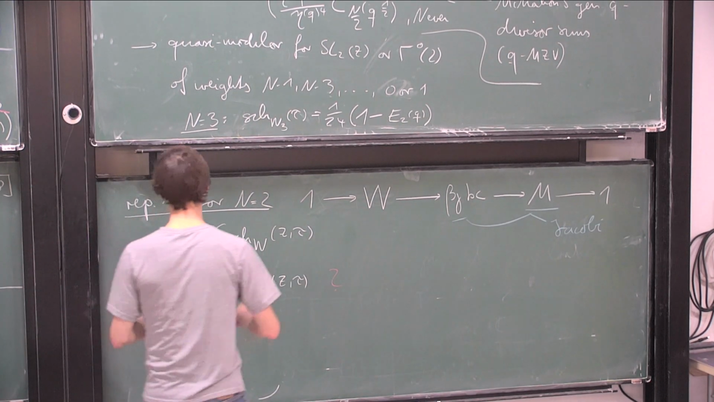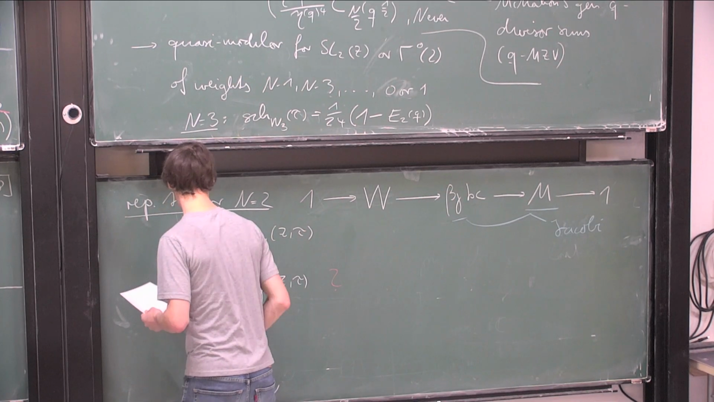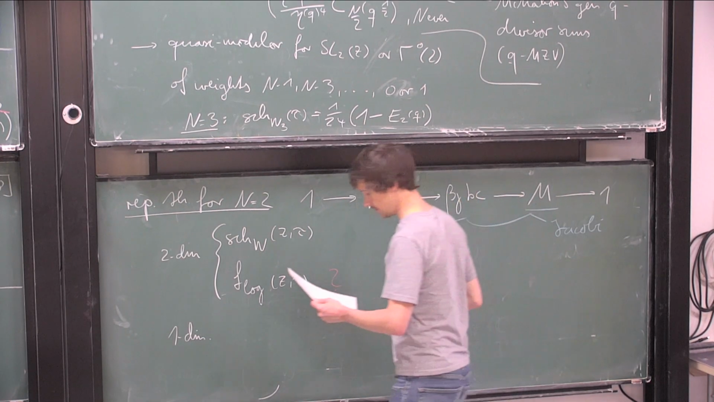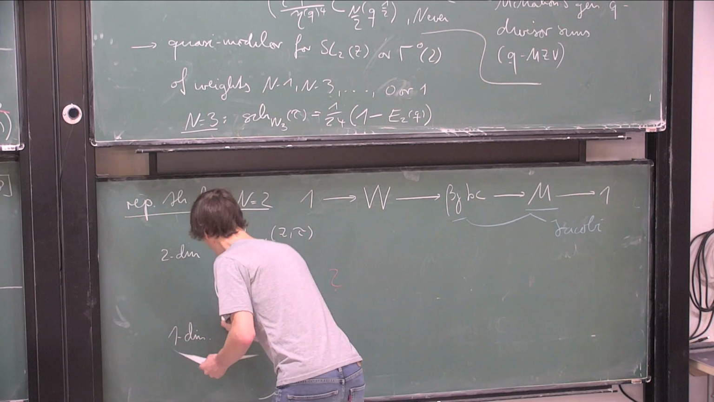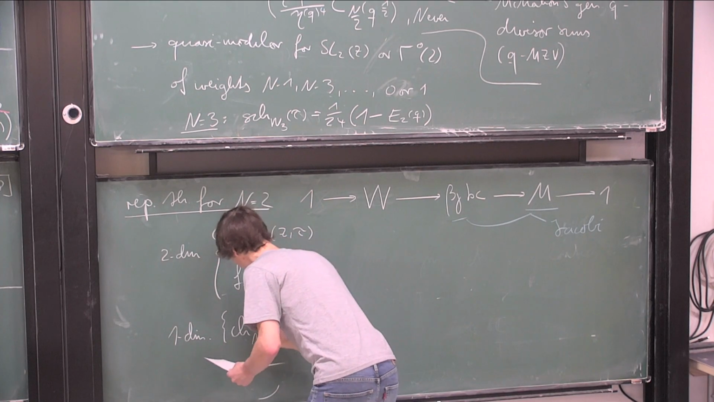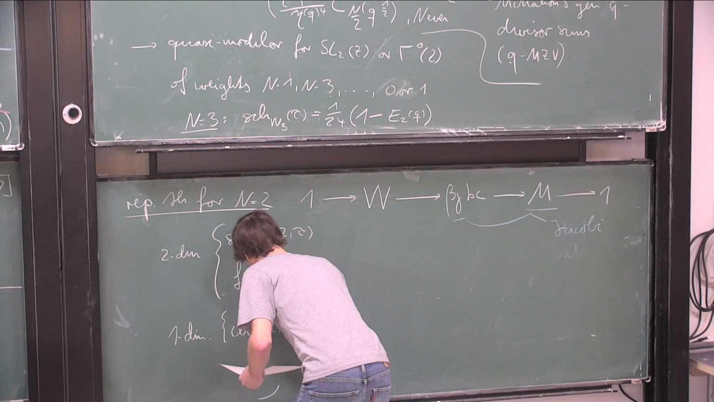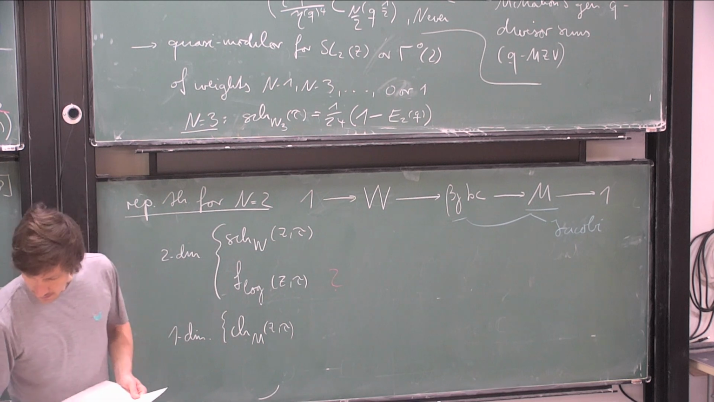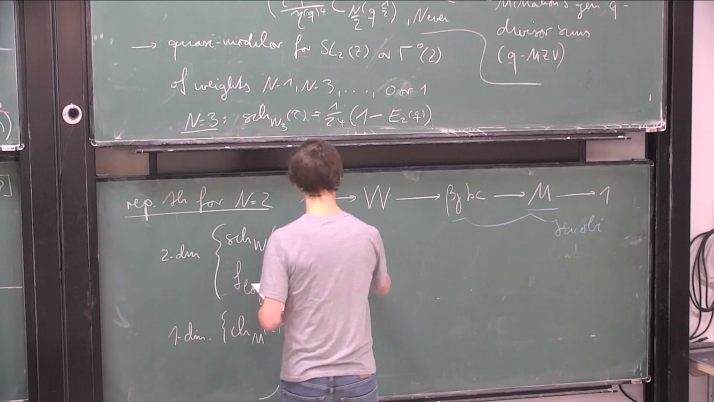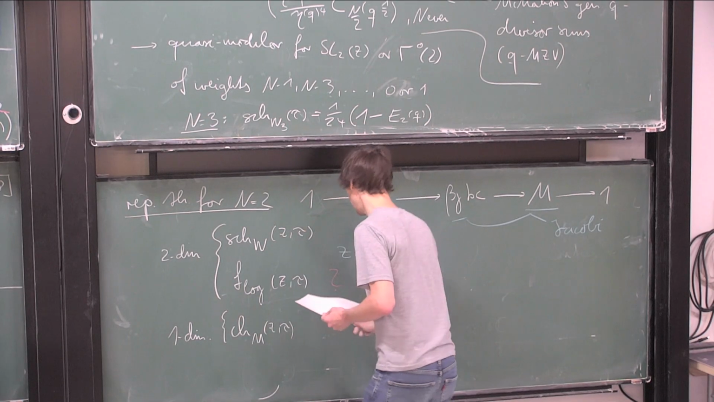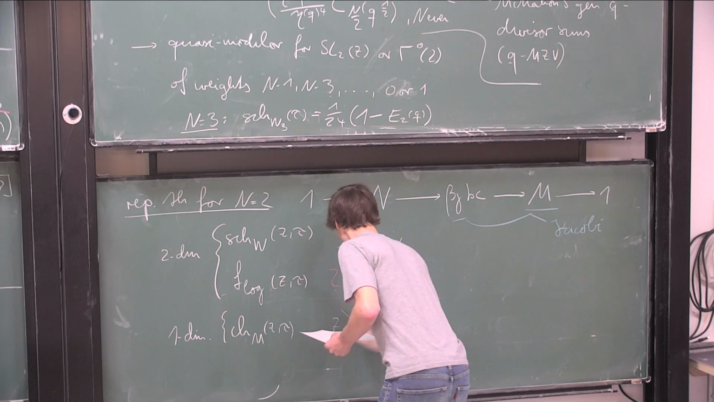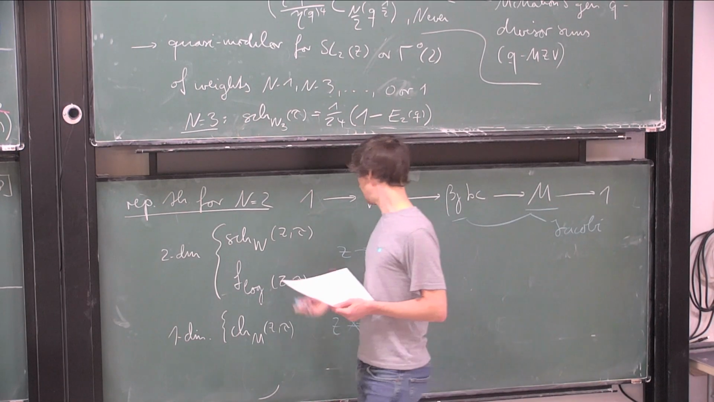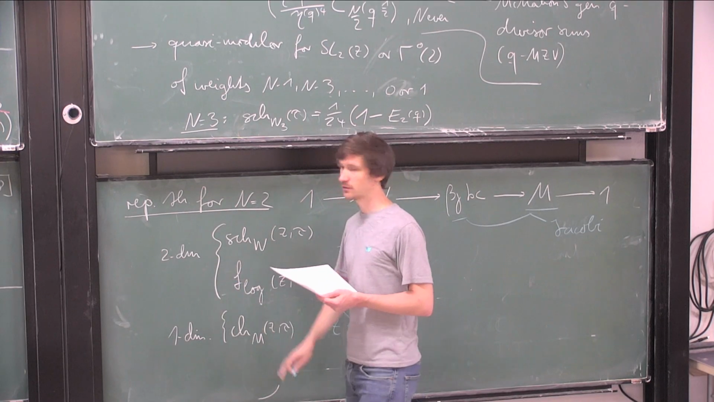And this is two-dimensional. Then there's a one-dimensional part which comes from this M. The character of M is already closed under modular transformations. The difference here is that this is well defined under Z goes to 0. So here Z goes to 0 is okay, but here you cannot do Z goes to 0.